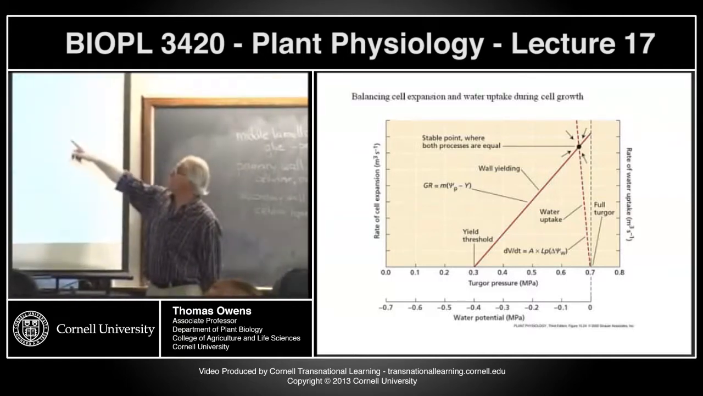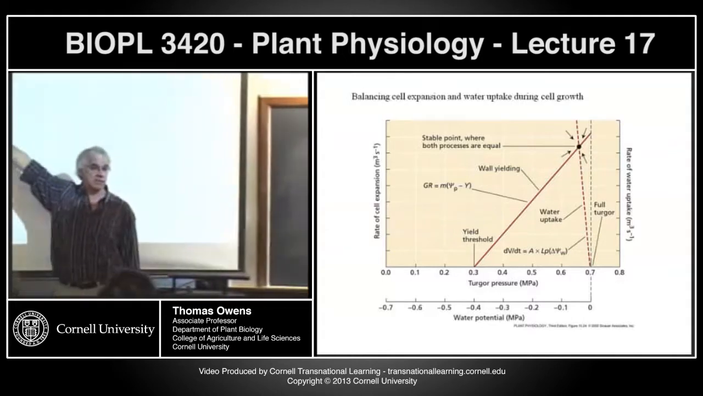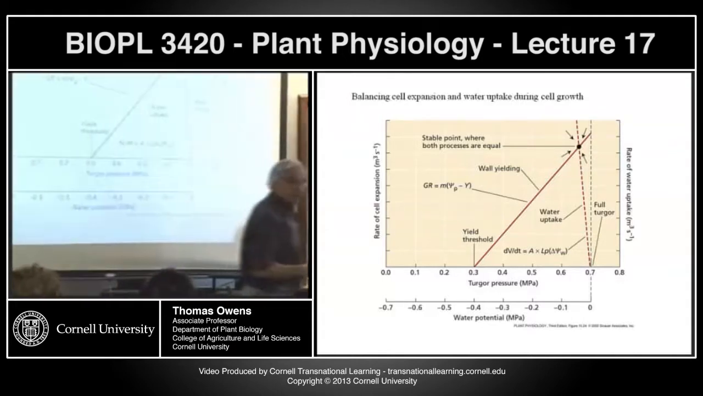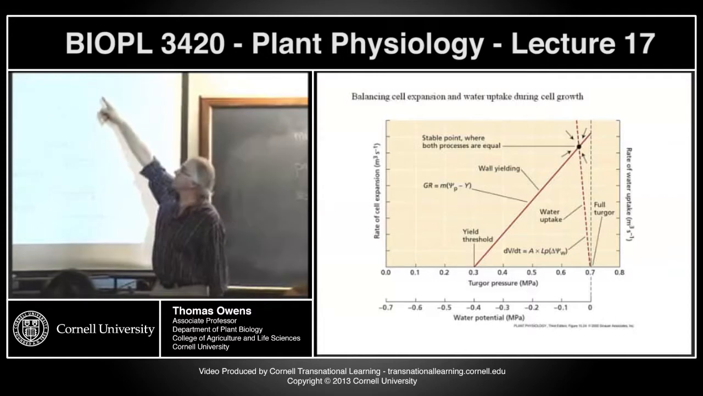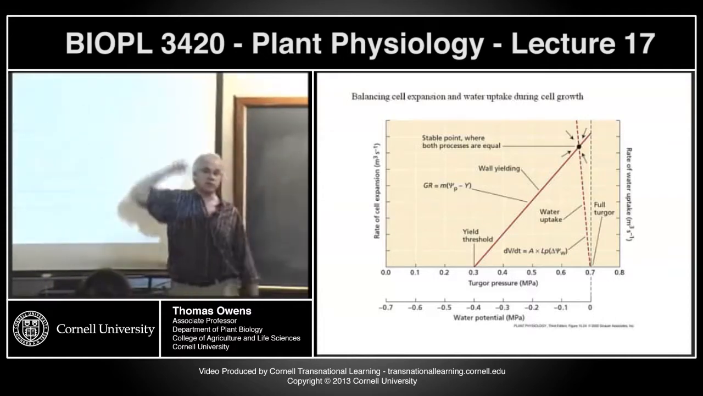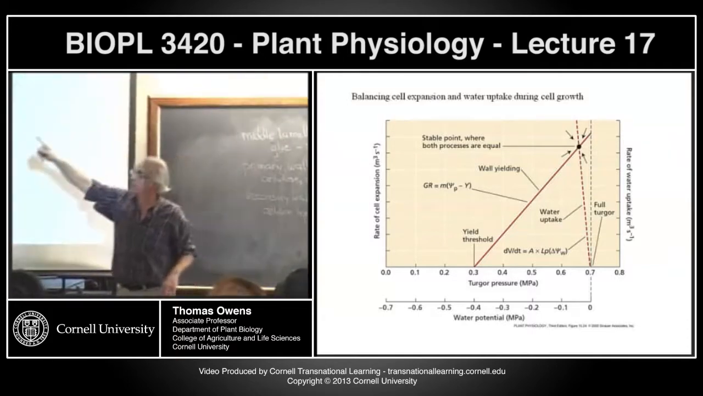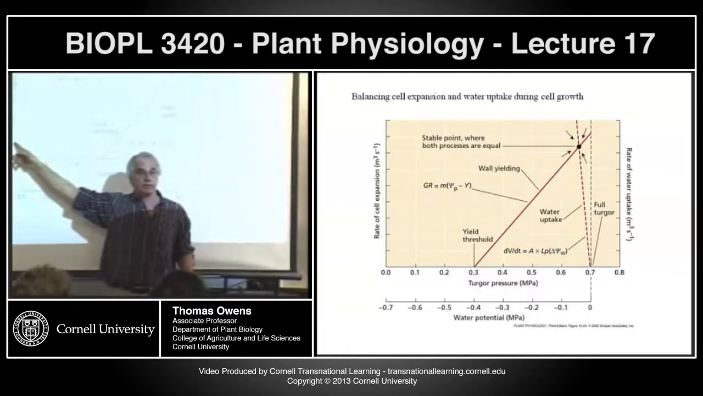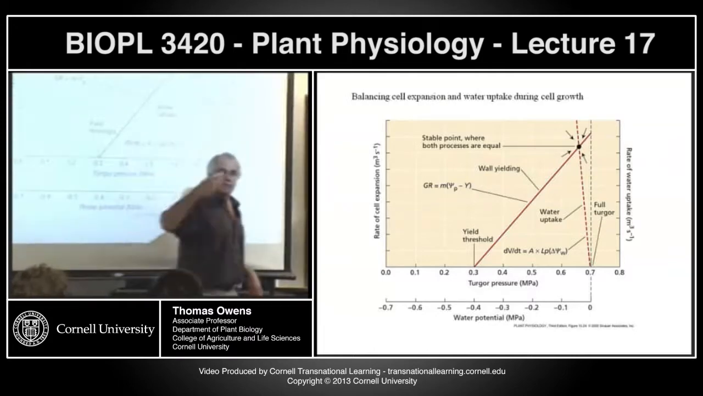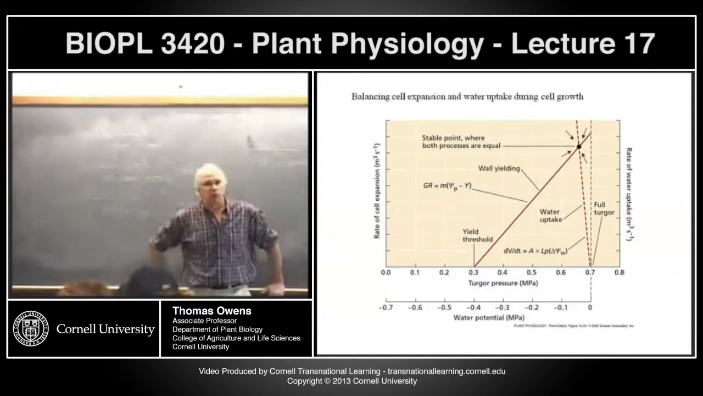On the two y-axes, we have rate of water uptake or rate of cell expansion. And remember that the key thing in this figure was the intersection between these two lines, which we'll talk about in just a minute. The intersection between those two lines represents a balance between water uptake and increase in cell volume. The most common question I got from you, from the readings, is why is that balance point so important?